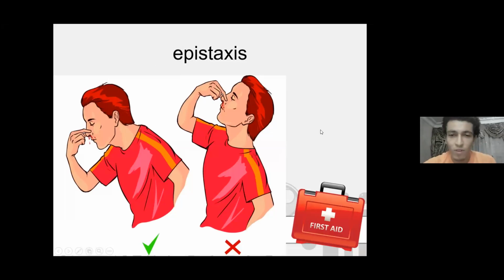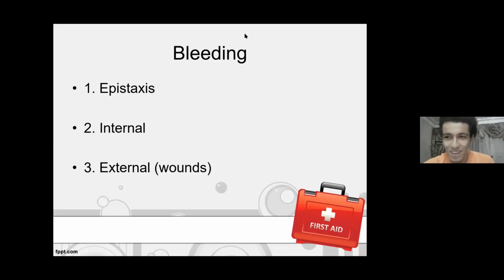Epistaxis. Before going on, I will hear from you the common wrong information. What to do if you have blood coming from your nose? Would I lean backwards or frontwards? Spoiler alert. Front. Okay, guys, you saw the photo, right? Front. Okay. So does anyone know why I won't go backwards? We know that. Okay. Thank God. Clear.